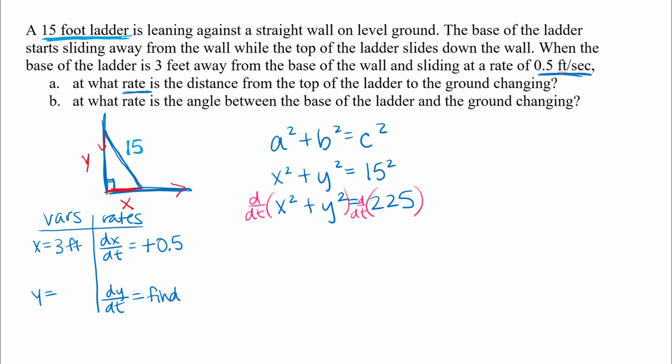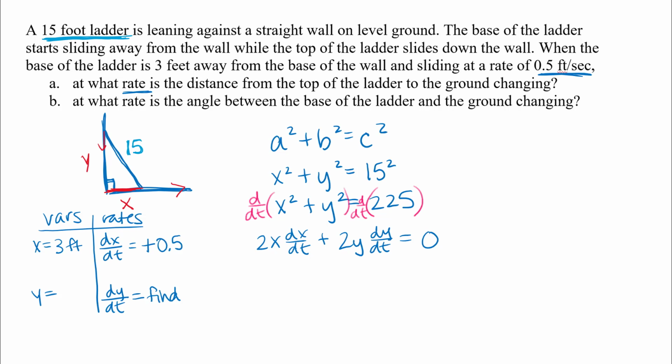All right, so on the left side of the equation, I will have 2x times dx/dt plus 2y times dy/dt. And then on the right side of the equation, the derivative of a constant is just going to be 0. So just 0 on the right side. Okay, and then at that point, we want to look at the information we're given and plug in the numbers we have and solve for the one we're trying to find.